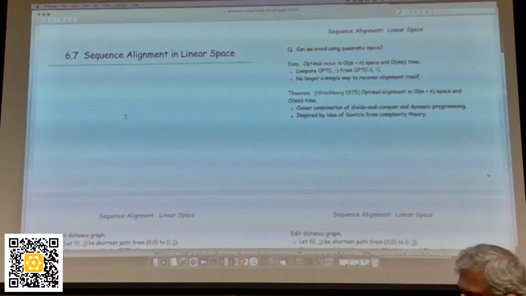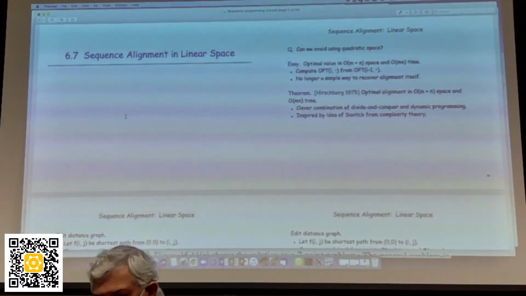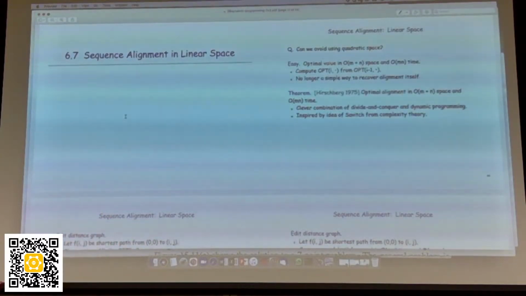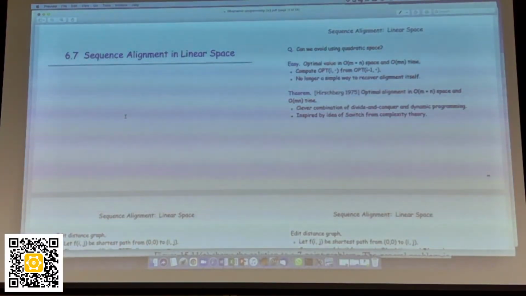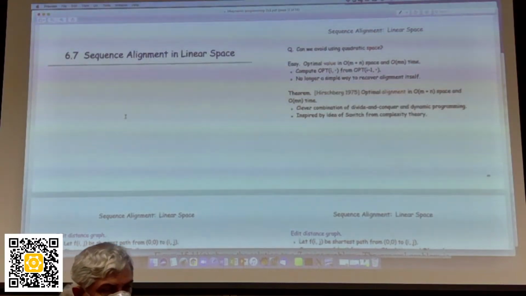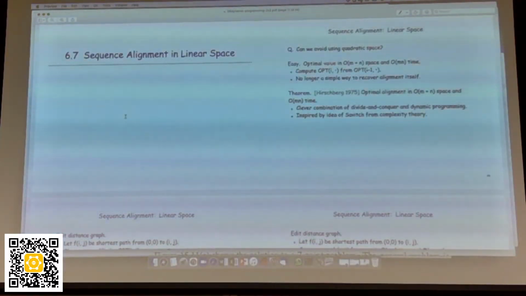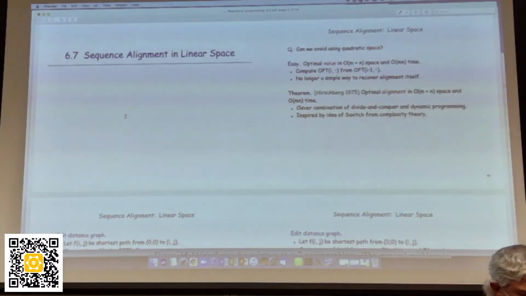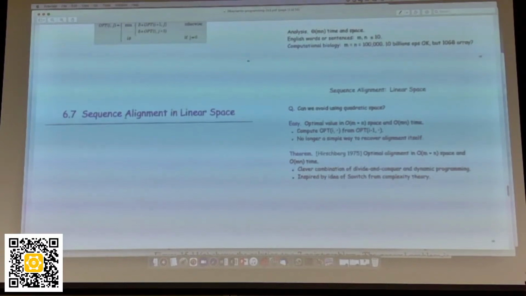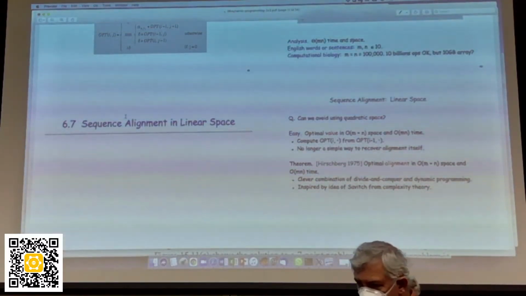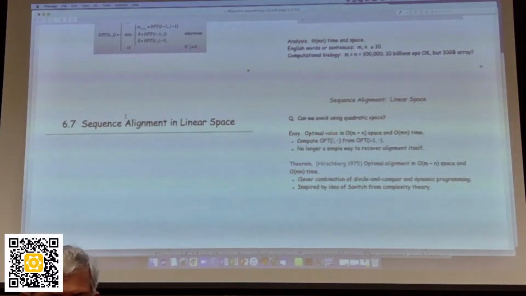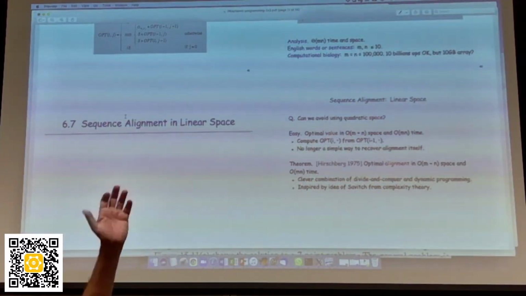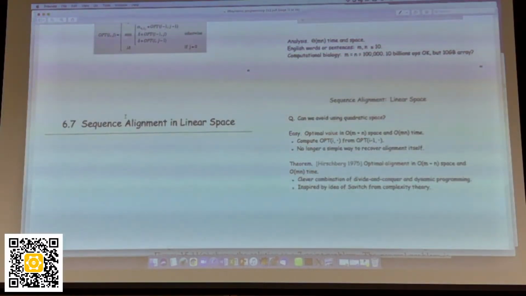So they asked the question, remember, this is called quadratic space, right? Because we have space that's proportional to the product of the lengths of the two strings, and we'd like to avoid this. What we would like, ideally, is space theta of m plus n, not m times n. If it is m plus n, that would be linear space. If it's m times n, it would be quadratic space. If m is equal to n, the first one becomes n squared, the second one simply is order of n, right?